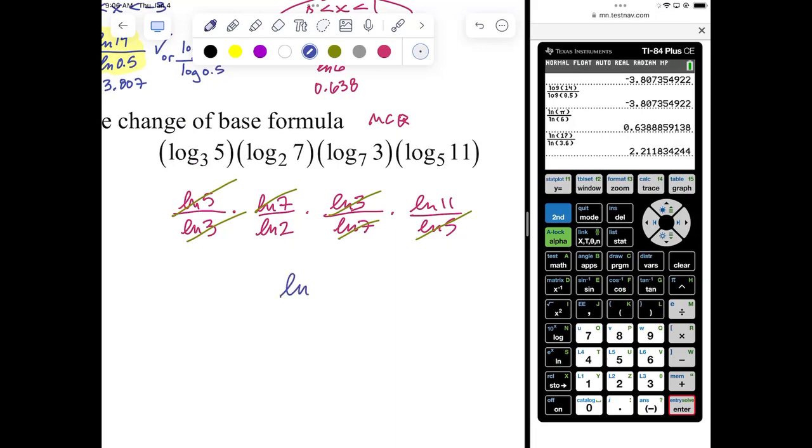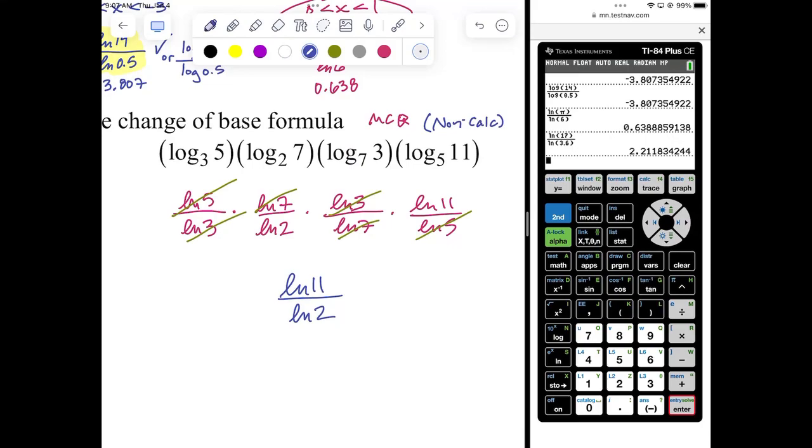So this is really just the natural log of 11 over the natural log of 2, which now I could type into my calculator if I was interested in a decimal. But what if this is a non-calculator multiple choice question? Ruh-roh, non-calculator.